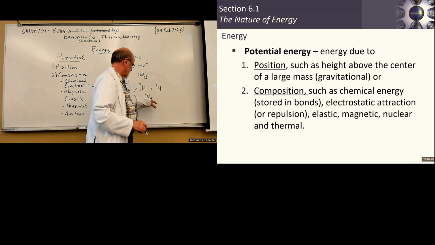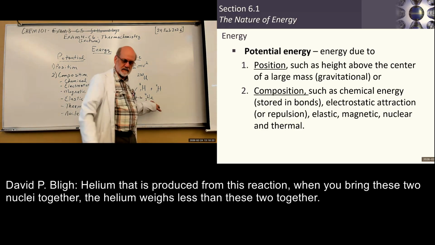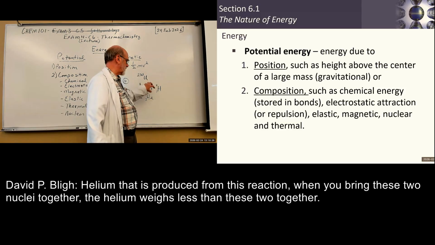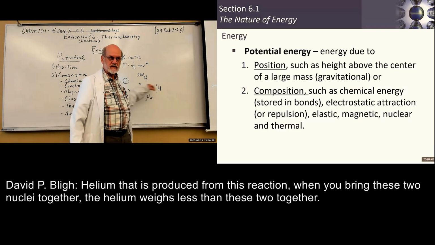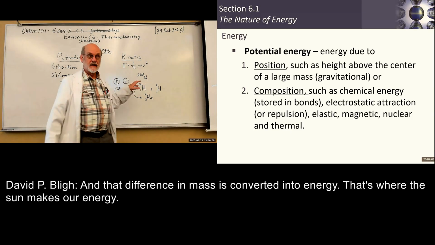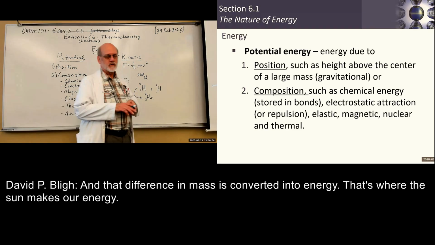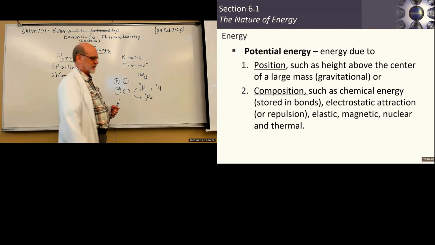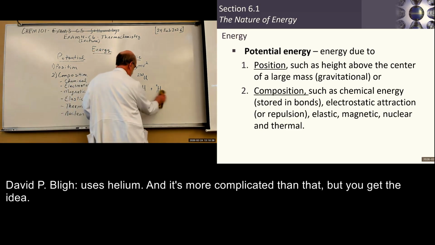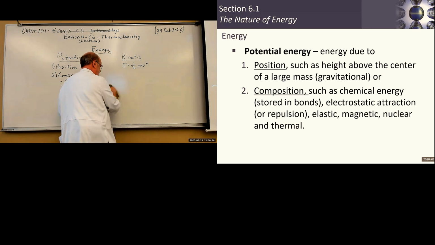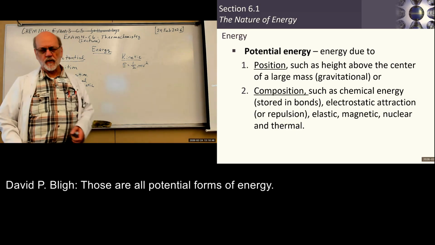The helium that is produced from this reaction, when you bring these 2 nuclei together, weighs less than these 2 together. And that difference in mass is converted into energy. That's where the sun makes our energy. It uses helium. And it's more complicated than that, but you get the idea. Those are all potential forms of energy.